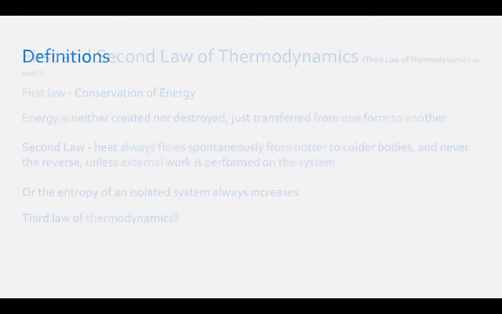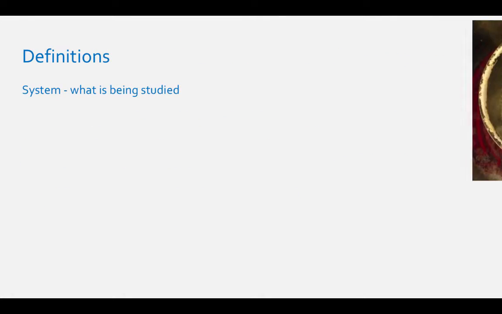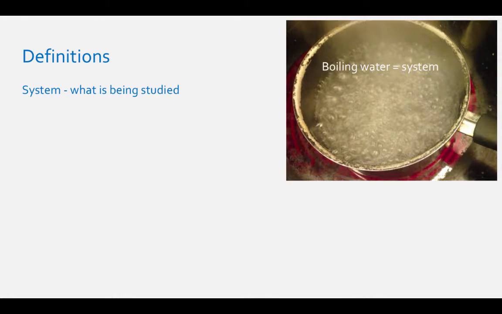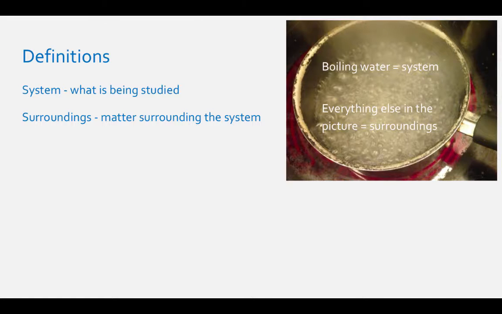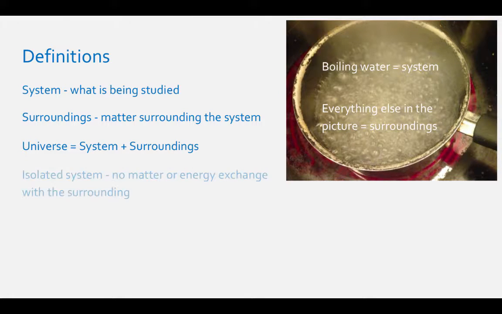The system is what is being studied. If you are boiling water, the system is just the water, and the surroundings are everything else around the system. For our boiling water example, the surroundings are the pot, the oven, and even you. We define the universe by saying that it is a system plus the surroundings. An isolated system cannot exchange heat or matter with the surroundings.